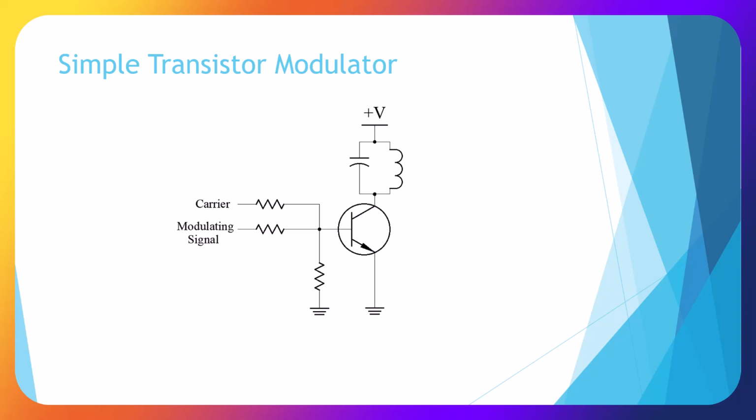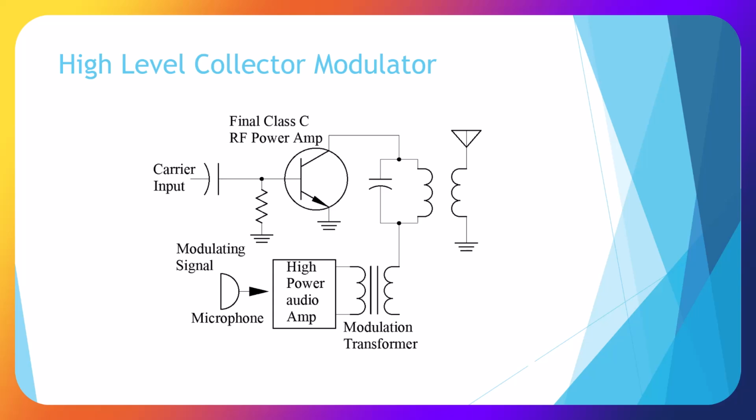Here showing a simple transistor modulator showing the carrier and the modulating signal going into a transistor with a resonant circuit above it producing our carrier frequency. Here's a high-level collector modulator showing our carrier input into a transistor, our filter circuit going to our amplifier, and our modulating signal or microphone going into a high-power audio amp and going through a transformer and out.